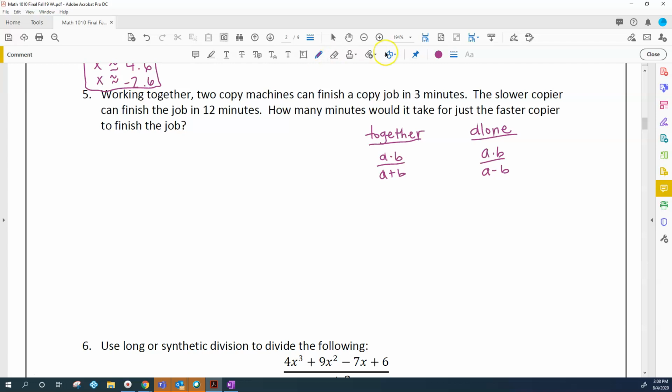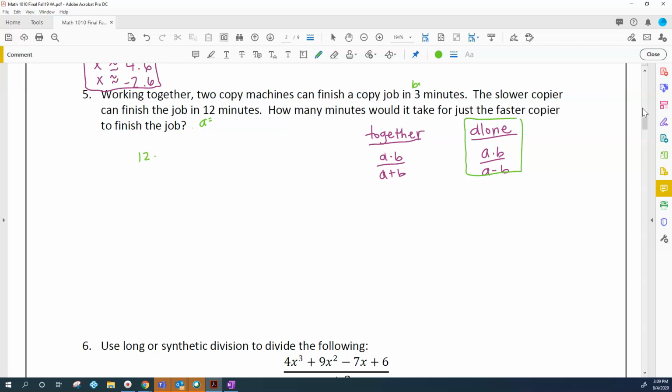All right, so we want this one where we're working alone, because we're trying to figure out how long it takes the faster copier to finish the job if they did it alone. Right? And so I want to do my A and B. Well, what are my A and B? Well, we always want our A to be the larger number. So I would just say, okay, A is going to equal my 12, and B is going to equal my 3. And then I can just plug it into that formula.